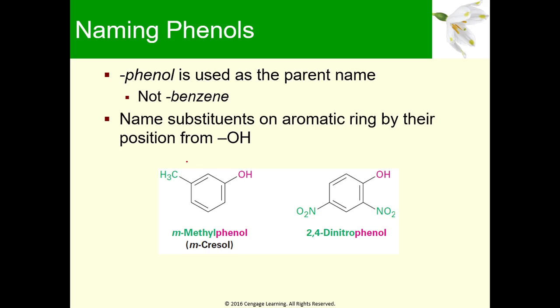So ito naman ay napangalanan natin last time. So ang ginagamit nating parent name is the phenol and not the benzene. And we always name the substituents on the aromatic ring by their position from the OH. Remember, there is an ortho, meta, para. So when you say ortho, that's just 1 and 2. Meta means 1, 3, and para means 1, 4. So pag 1, 4, directly opposite sila.